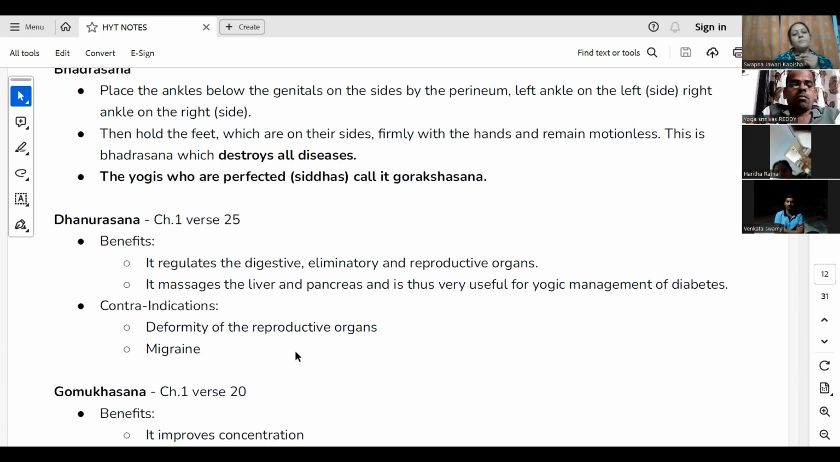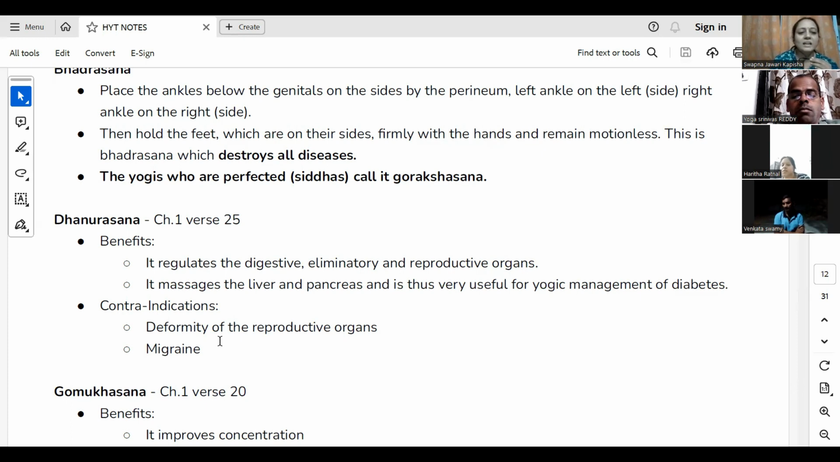Next, Dhanurasana. So Dhanurasana, the main benefit. See, these are benefits given in Hatha Yoga Pradipika. So if the examiner asks you, what are the benefits of Dhanurasana as per Hatha Yoga Pradipika, you should be giving only these points. If you generally give the answer, they are not going to accept. That might be a valid point, but that is not the answer. If I am asking you, what is the benefit of Dhanurasana as per Hatha Yoga Pradipika, you should be able to tell it massages the liver and pancreas and is very useful for yogic management of diabetes.